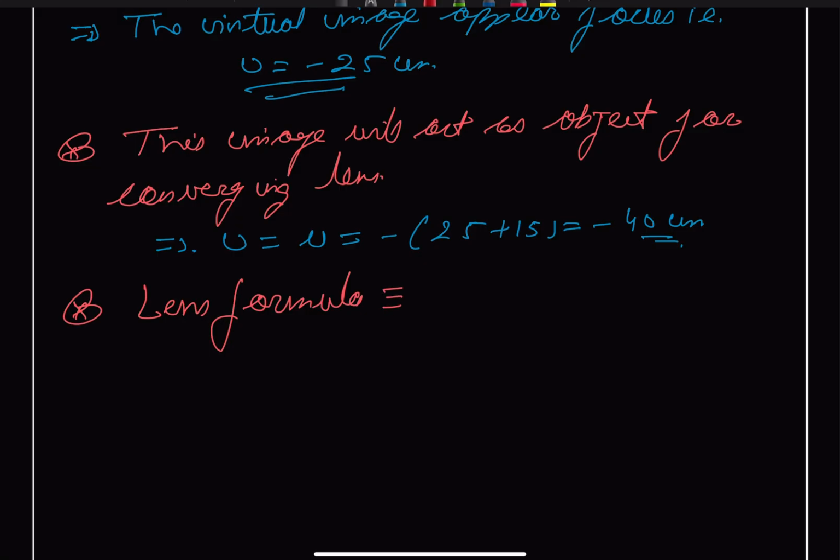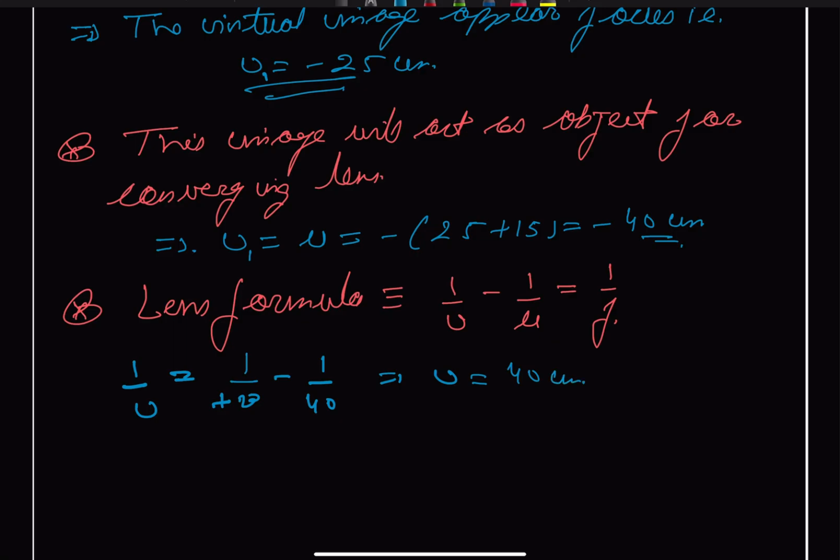Lens formula, we can write 1 upon v minus 1 upon u is equal to 1 upon f. We substitute the values. So we get 1 upon v is equal to 1 upon f, which is plus 20, and 1 upon u will be equal to minus 40. So this gives us that our v is equal to 40 centimeters.